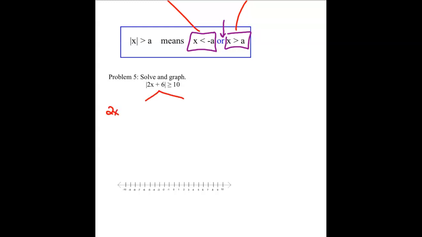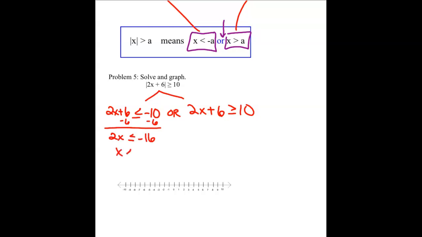So 2x plus 6 could be greater than or equal to the positive version, or less than or equal to the negative version. Okay, we want to be going away from 0. Solving this, we have 2x. I'll go back a step here. Let's subtract our 6. So we have 2x is less than or equal to negative 16. When we divide by 2, we'd have x is less than or equal to negative 8.